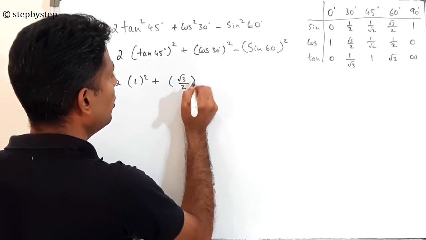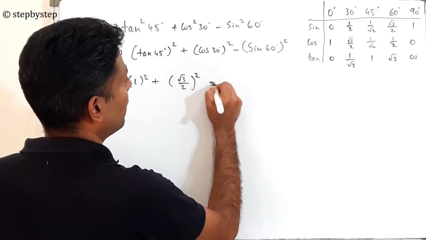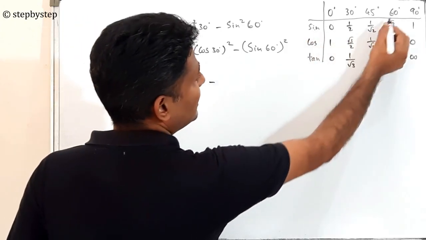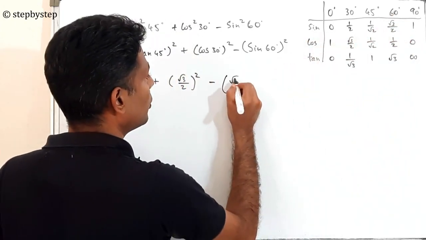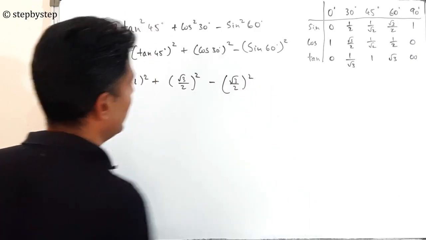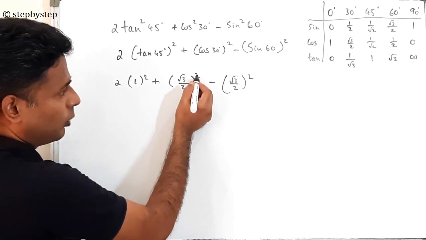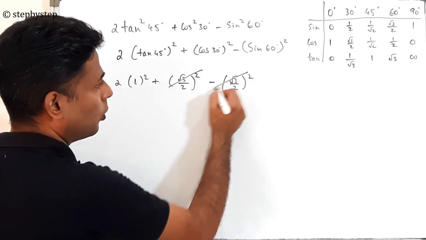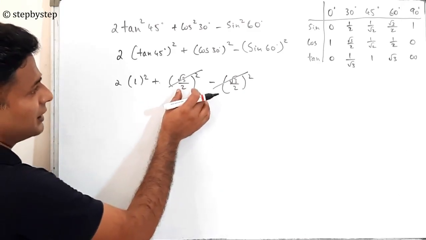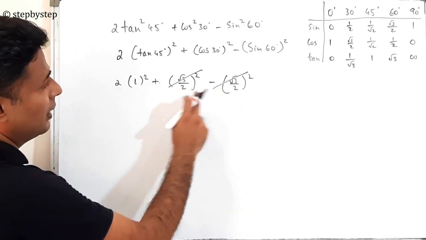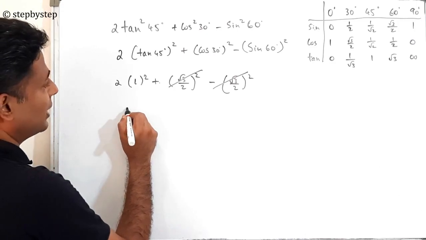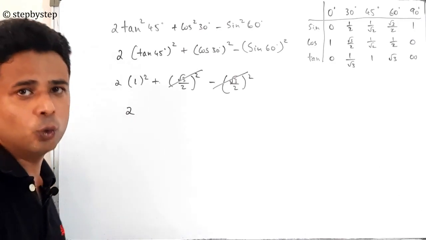So root 3 by 2 whole square minus sin 60. Sin 60 is root 3 by 2. So root 3 by 2 whole square. Now we don't have to calculate this, because it is plus root 3 by 2 whole square minus root 3 by 2 whole square, which will cancel. Same thing we are subtracting. So this will cancel. So what do we get? 2 into 1 square, that is 2.